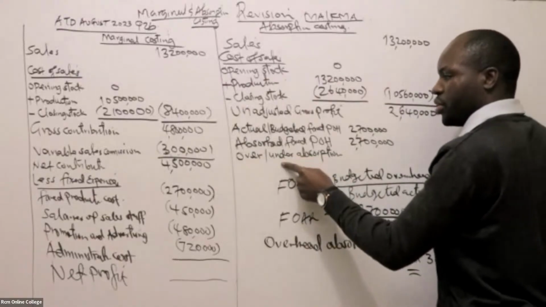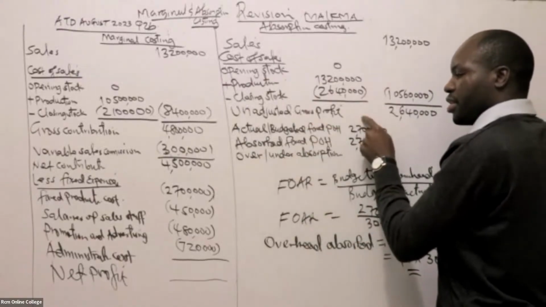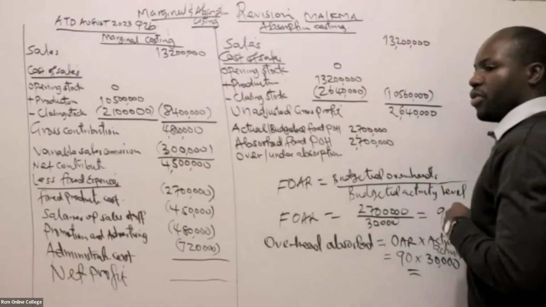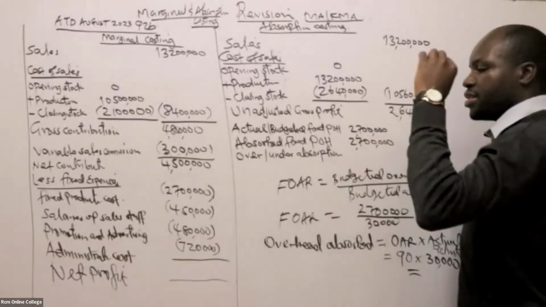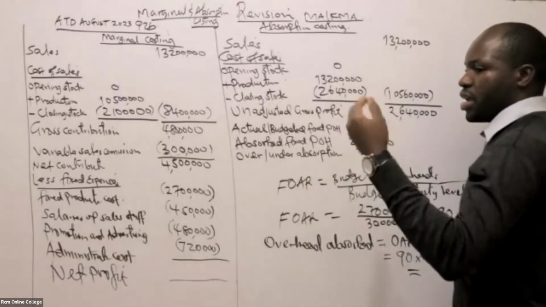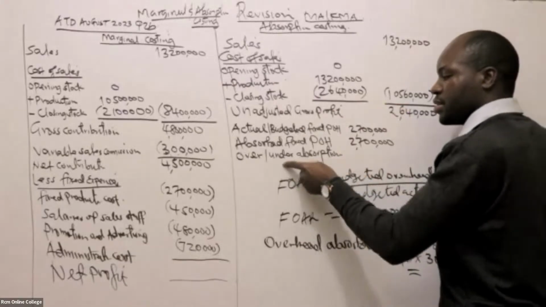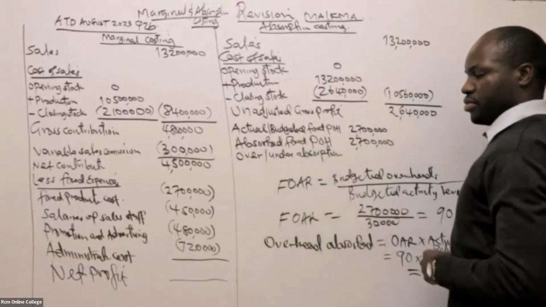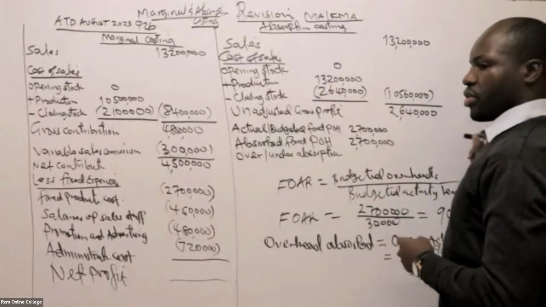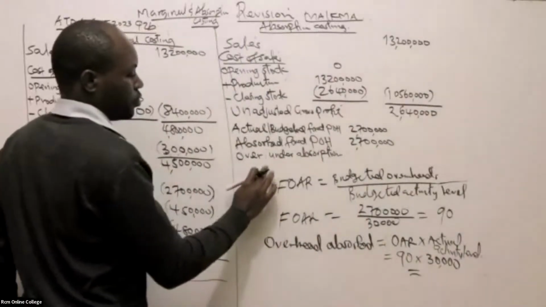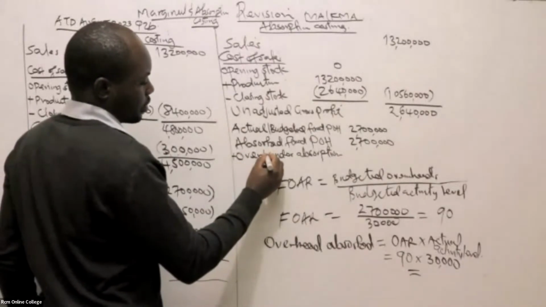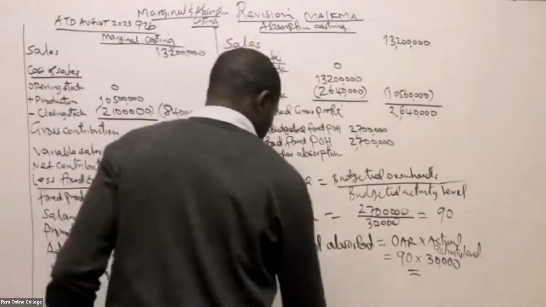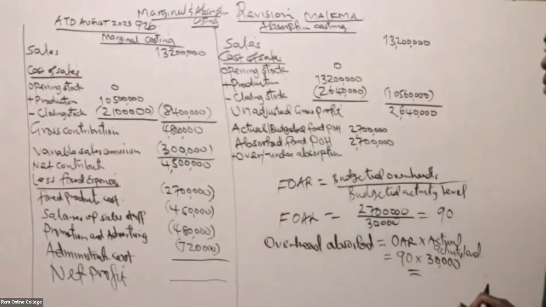When you have under absorption, the real expense is 2.7. What was absorbed is 2.4. You have understated your expense. And what happened? It will lead to exaggeration of your profit. How do I get back to the real profit? I deduct the under absorption. Right? So you can talk about add stroke less under absorption. I hope that will make sense to somebody.